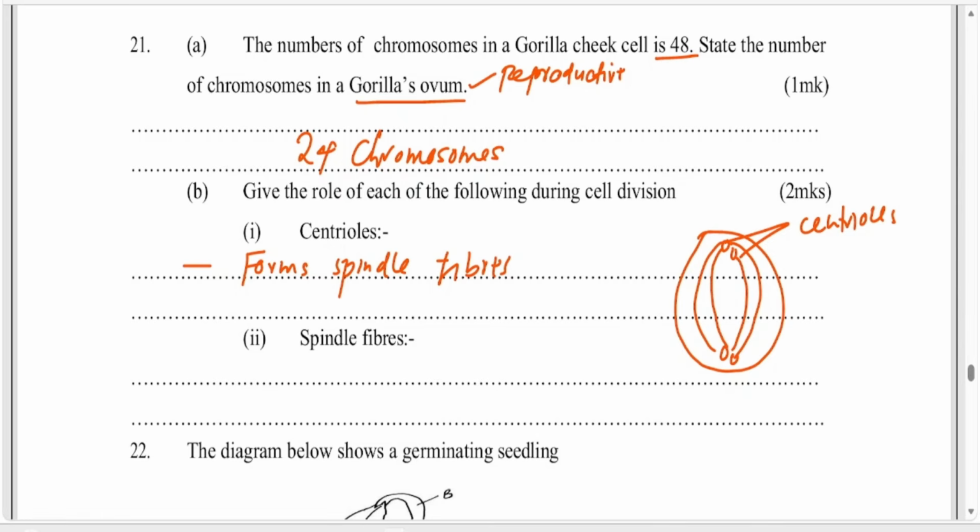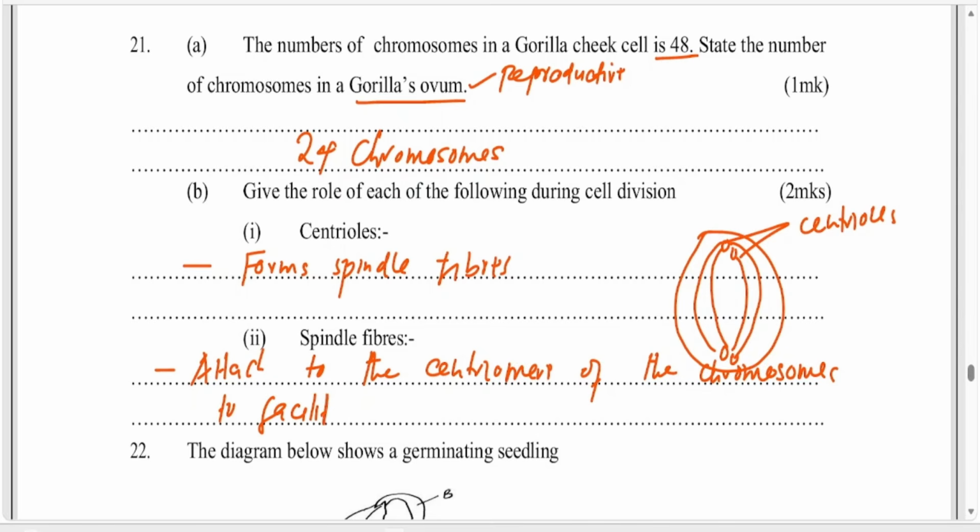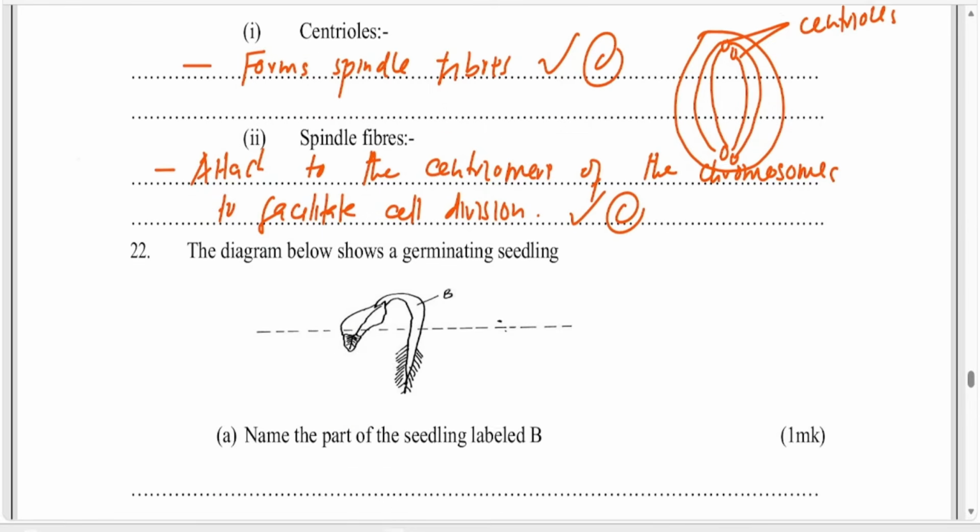So they attach to the centromere of the chromosomes to facilitate cell division. Again, each 1 mark. Moving to the next question, number 22.